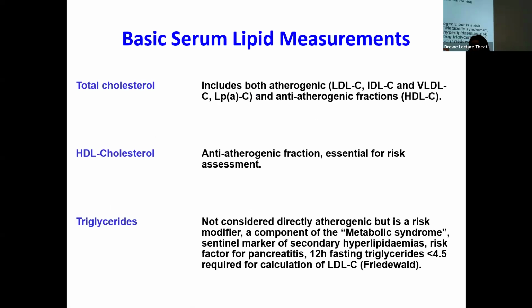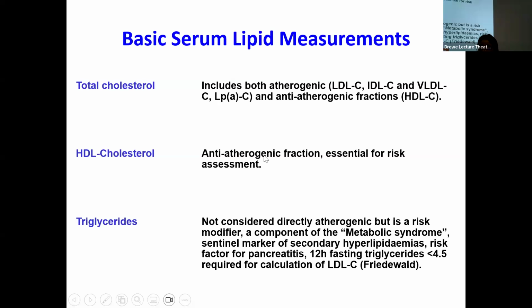So now thinking a little bit more about the basic serum lipid measurements that we make when we do our lipid profiles. These are the three main things that we measure. Firstly, we measure the total cholesterol, and that contains both those atherogenic lipoproteins, but also the HDL cholesterol. So it gives us that total picture, but it doesn't give us the breakdown. And then we've got HDL cholesterol, and I've written here, this is the anti-atherogenic fraction, and it's important in risk assessment, and we'll go into a little bit more detail.